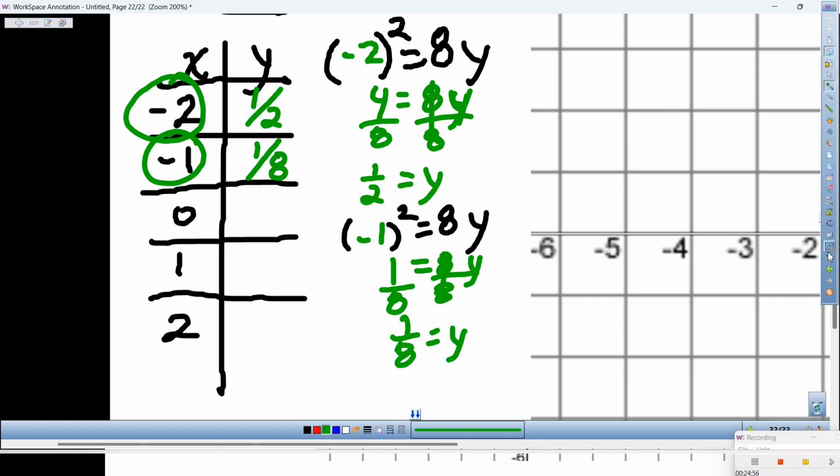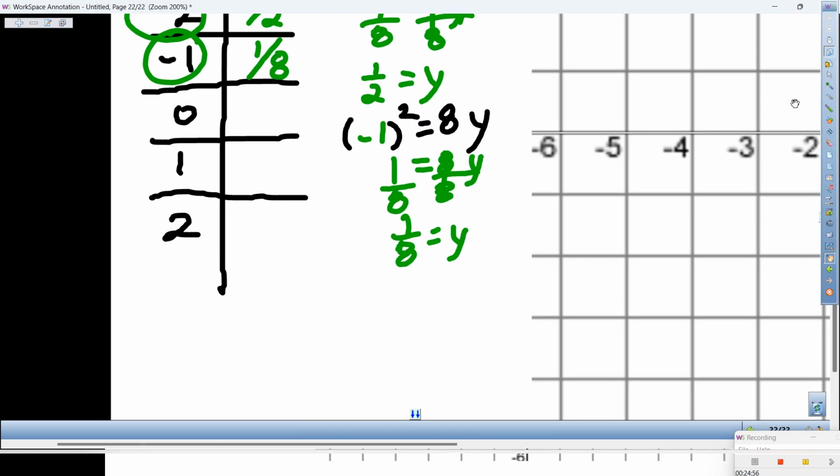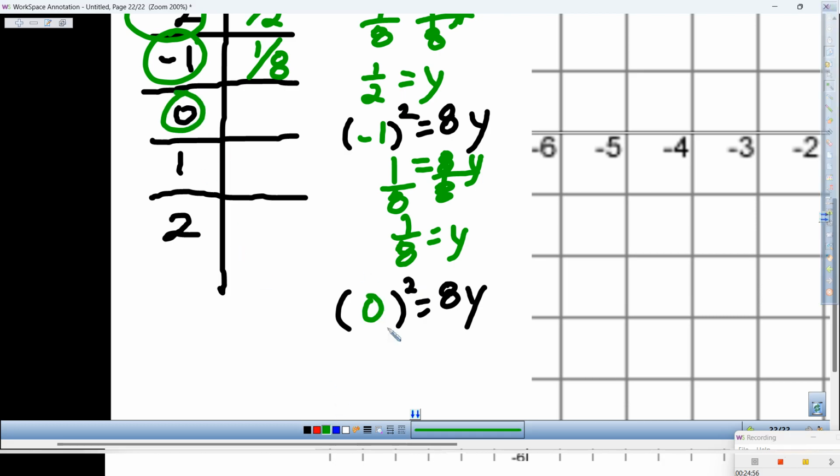All right. Let's do one more. Parentheses squared equals 8y. And my next value is 0. 0 squared is 0 equals 8y. Divide by 8. So 0 equals y.